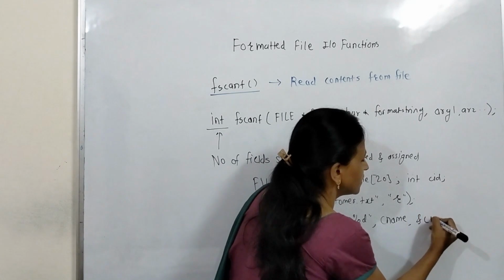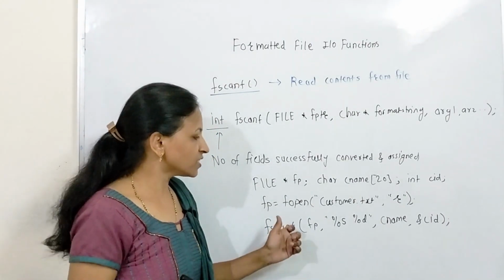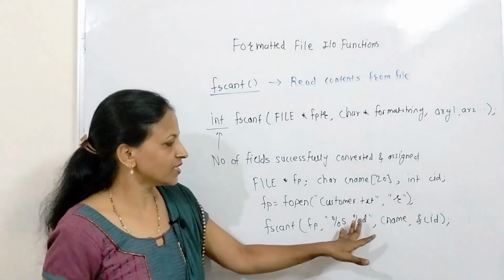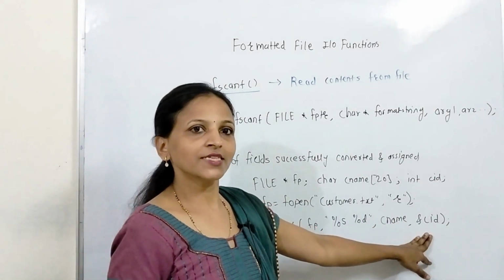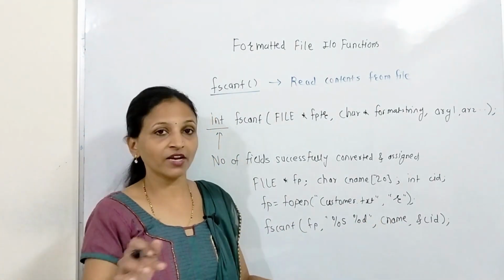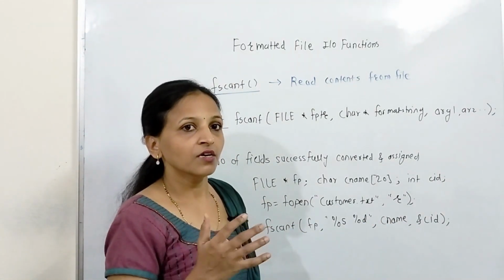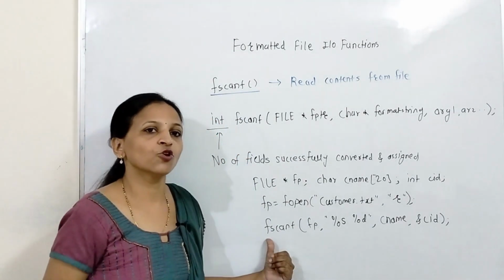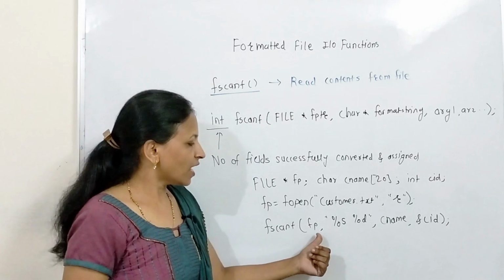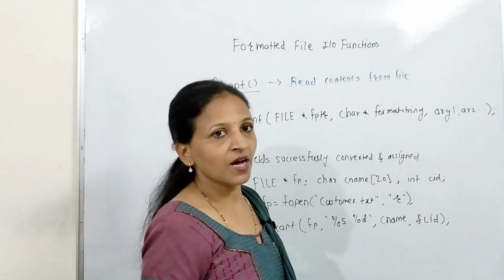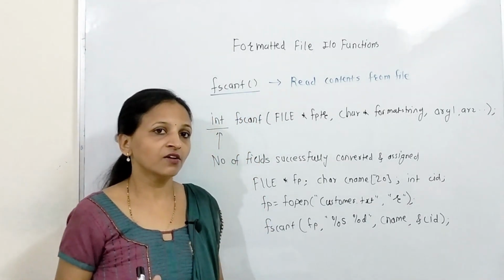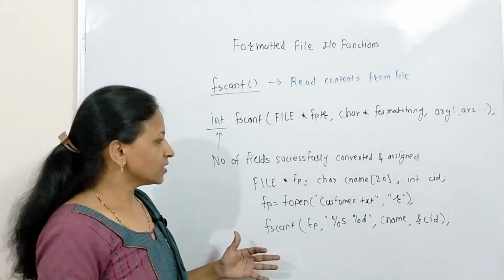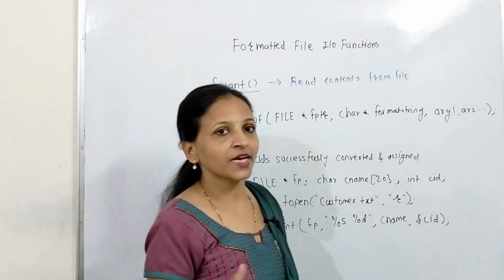Getting? Ampersand cid. See, normally with scanf we use it like this, without the f and without fp: scanf %s cname, ampersand cid. In this way we write it whenever we are reading from the keyboard. If we want to read from a file, then the only difference is here: instead of scanf, use fscanf, and the first argument we compulsorily have to pass is fp, which is pointing to the file we have opened in read mode. Getting? This is all about how we can use fscanf and fprintf.